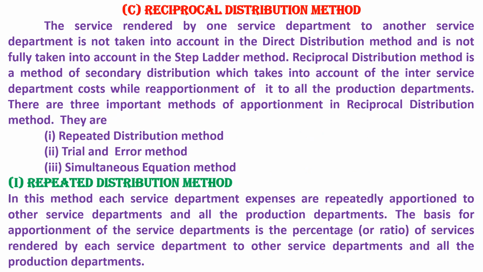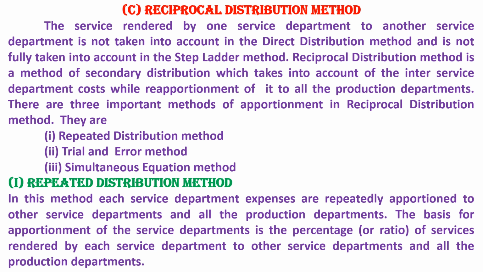C. Reciprocal distribution method. The service rendered by one service department to another service department is not taken into account in the direct distribution method and is not fully taken into account in the step ladder method. Reciprocal distribution method is a method of secondary distribution which takes into account the inter-service department costs while reapportioning to all the production departments. There are 3 important methods of apportionment in the reciprocal distribution method. They are 1. Repeated distribution method. 2. Trial and error method. 3. Simultaneous equation method.